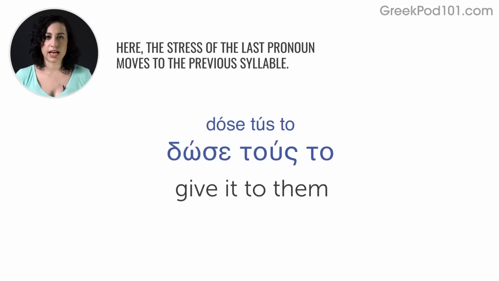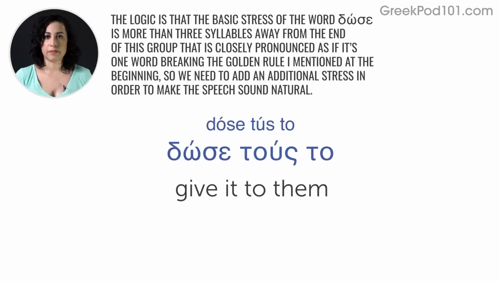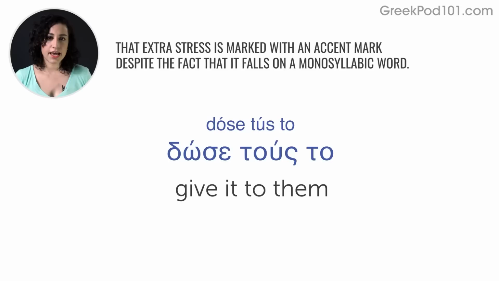Here, the stress of the last pronoun, which is to, moves to the previous syllable, which is the pronoun tu. The logic is that the basic stress of the word δώσε is more than 3 syllables away from the end of this group, that is closely pronounced as if it's one word, breaking the golden rule I mentioned at the beginning. So we need to add an additional stress in order to make the speech sound natural. That extra stress is marked with an accent mark, despite the fact that it falls on a monosyllabic word.